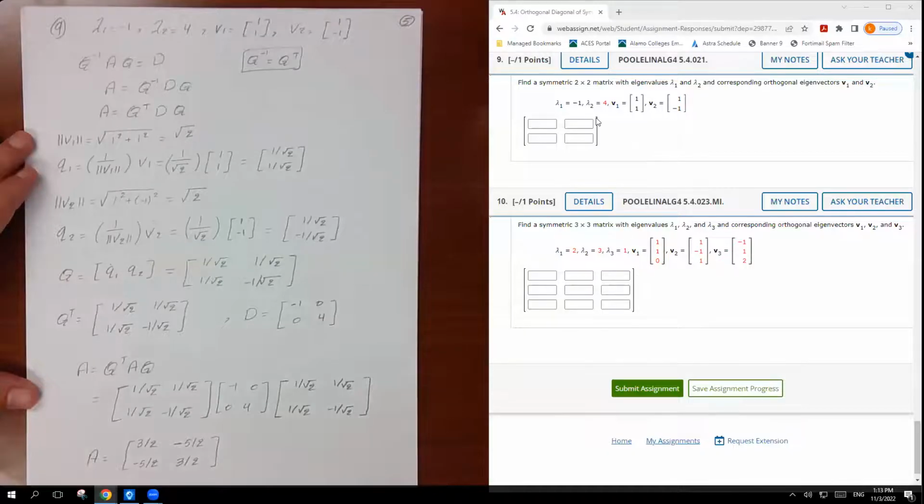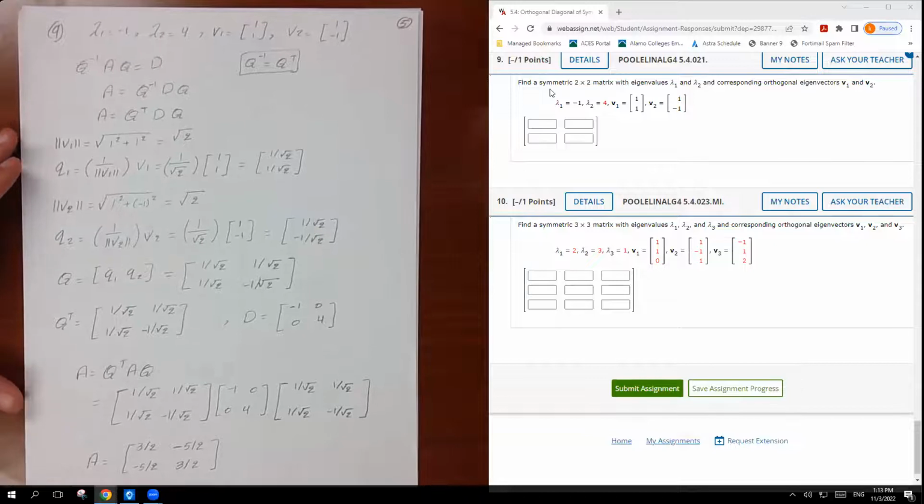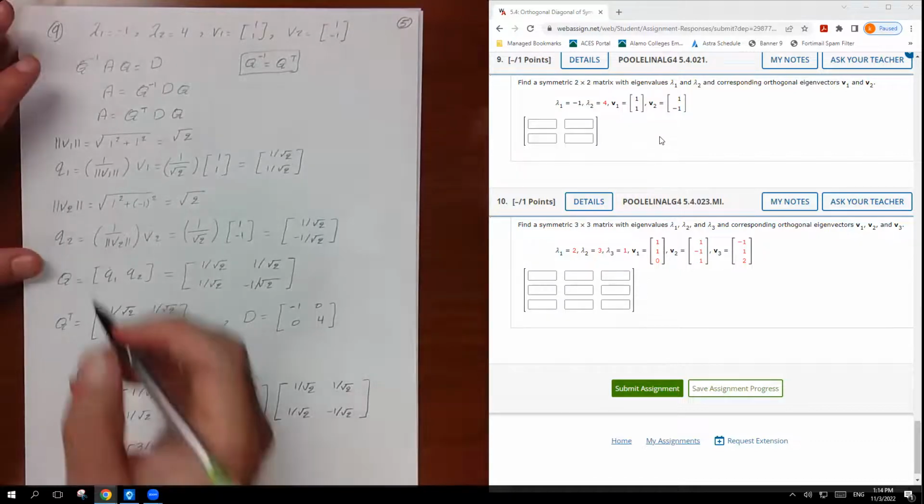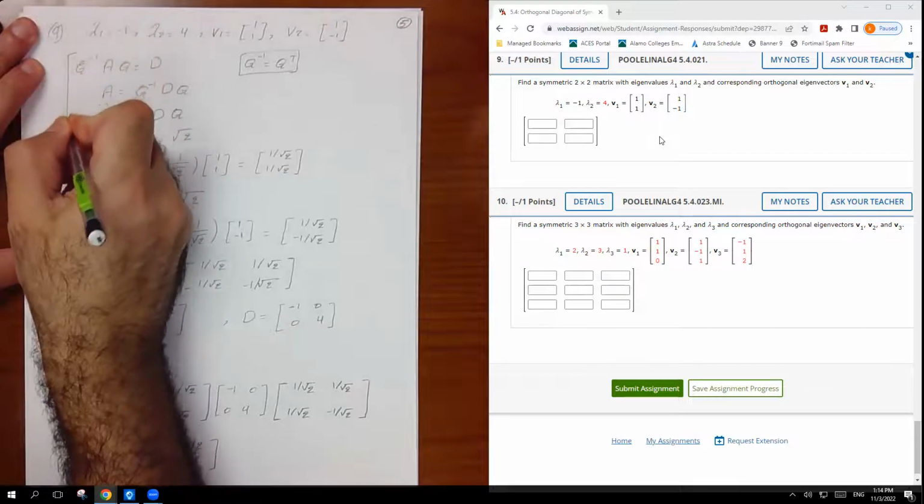For example 9, now we need to find a symmetric 2 times 2 matrix with eigenvalues λ1 and λ2 corresponding to the orthogonal eigenvectors v1 and v2. So they tell you these two vectors are orthogonal. So here is the key to work on this example.